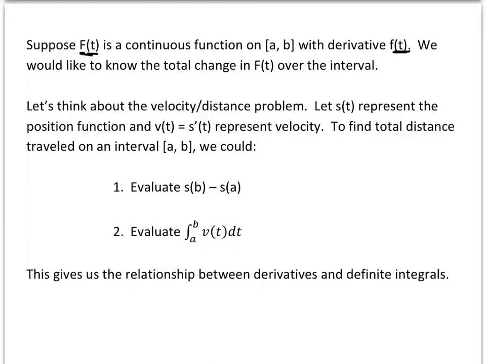So we talked about the velocity distance problem when we were first being introduced to the definite integral. Here we are going to think about it again. Let s of t represent the position function, that's what we normally do, and v of t is its derivative representing velocity. So we have an original function s of t and its derivative v of t. We want to find the total distance traveled on an interval from a to b.